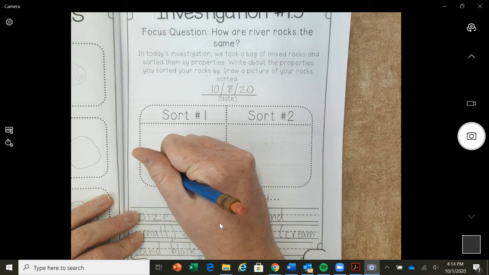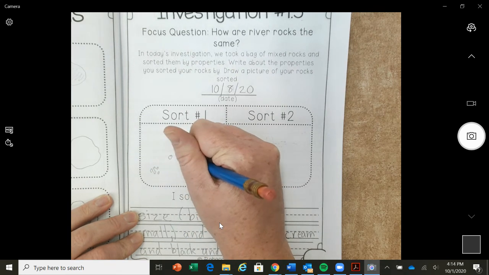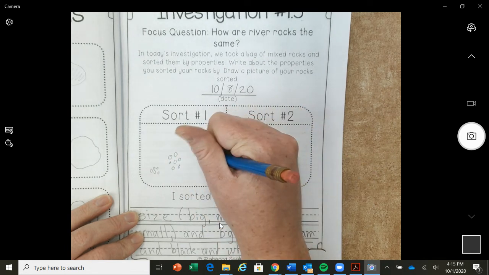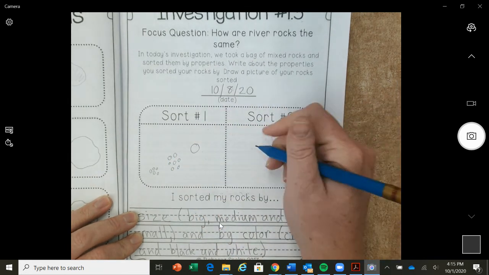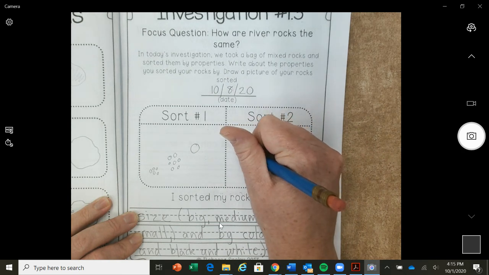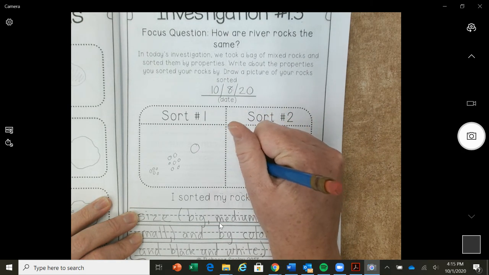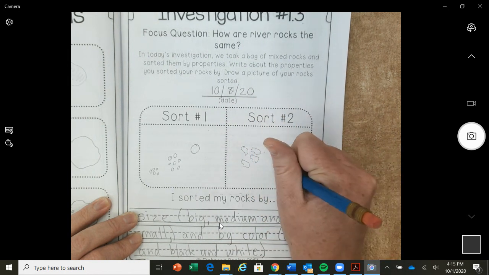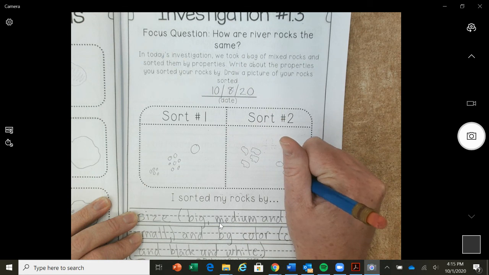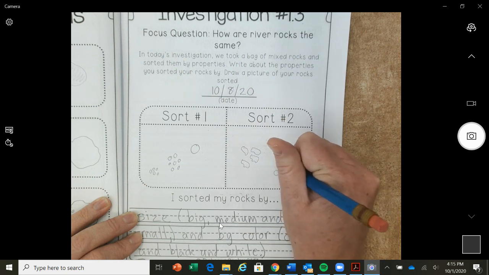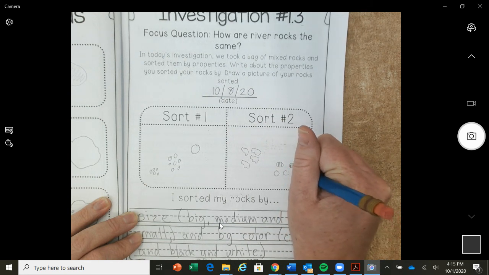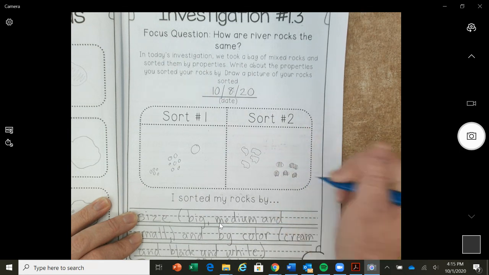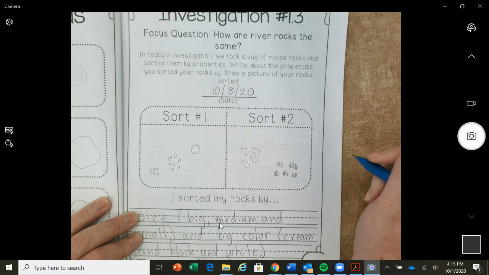So I had my small rocks, and then I had medium rocks. I had a lot of those, and then I had only one big rock by itself. And then for color, I had cream rocks. They kind of stay white. And then I had black and white rocks. So I'm going to color them that way so you can see that they were different colors, right?